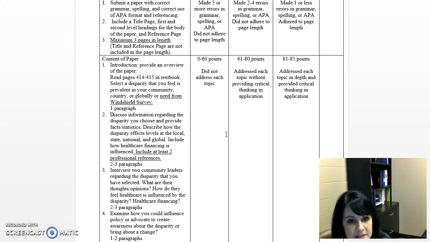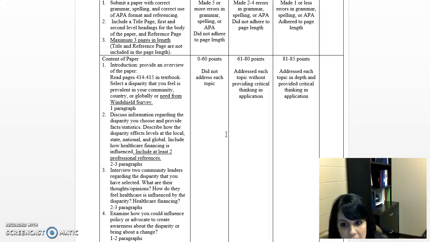I want you to discuss the information regarding the disparity you chose and provide facts and statistics regarding that disparity. Why is this important? How does this disparity affect your community, country, or globally? Look at those different effects. Say you decide you want to choose unemployment. Maybe that's a big issue in your area. How does unemployment affect the local level, the state, national, and global?